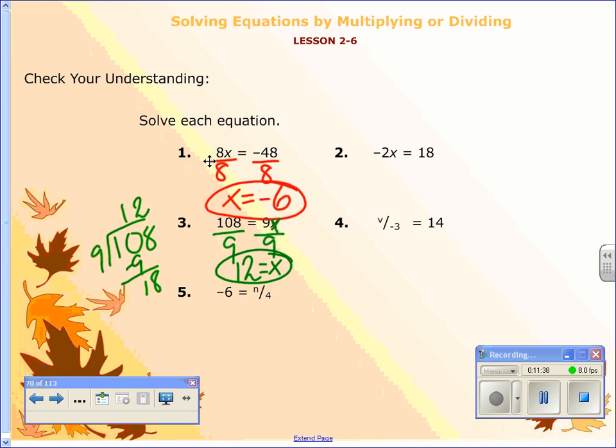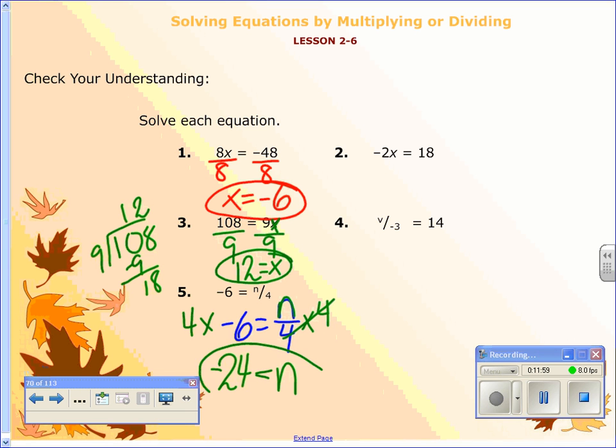And then number 5, negative 6 is the same as n divided by 4. Well, my variable here is n. And this time they're dividing by 4, so I need to times by 4 to both sides, always to both sides. I get n is 4 times 6 is 24, so 4 times negative 6 is a negative 24. All right, so those are the answers you should have gotten for 1, 3, and 5. Again, if you feel like you don't quite have this down yet, do 2 and 4.